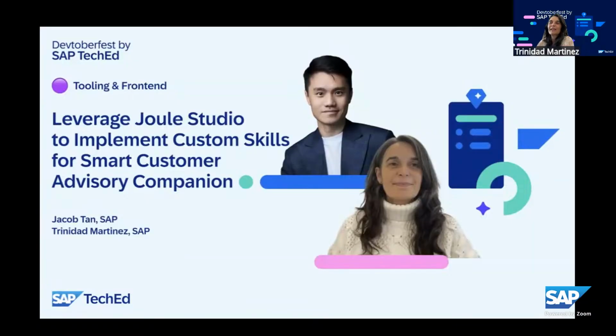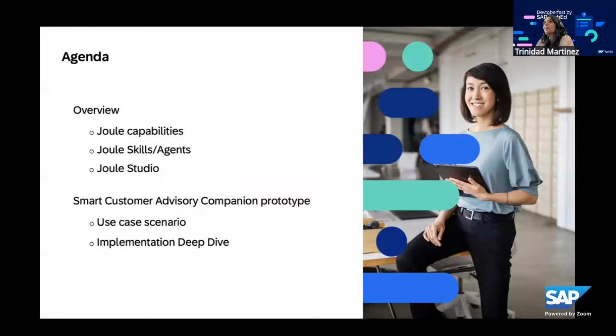As you said, my name is Trinidad, and I will share this session with my colleague, Jacob. Before diving into the explanation and deep dive of how we built our smart customer advisory companion prototype, we will start with a short overview of Joule. We will briefly go over its core capabilities, clarify what we mean by skills and agents, and introduce Joule Studio, the tool that supports their development.